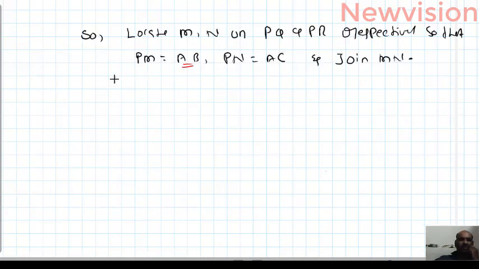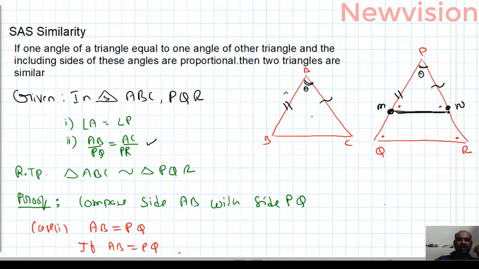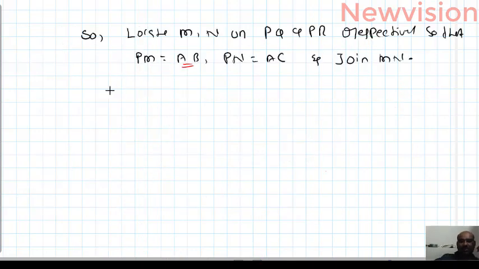Okay students, observe here, I will show you in the diagram. So what is our assumption? PM equal to AB and PN equal to AC. Already angle A equal to angle P, means these two triangles are congruent. Triangle ABC is congruent to triangle PMN from SAS congruency. That I will write.